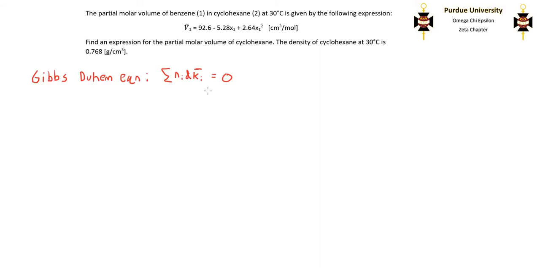For this binary mixture, the Gibbs-Duhem equation is going to be the sum of this for i equals 1 and 2 is equal to 0. In the equation we have N1 and N2, but in the partial molar volume of benzene that we're given up here, we only have the mole fraction of benzene, so it's going to be more convenient for us to change this N1 to X1 and this N2 to X2, because the total moles of each species are going to be proportional to its mole fraction in a binary mixture.